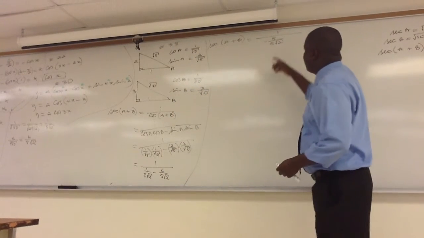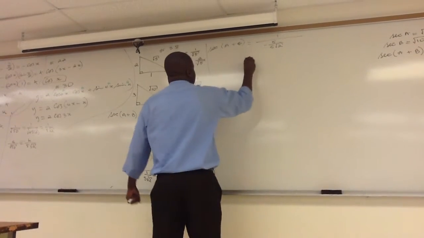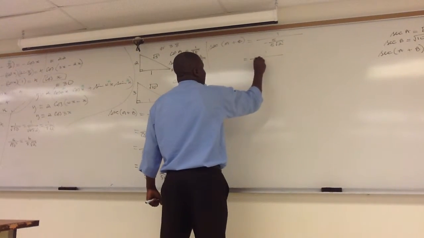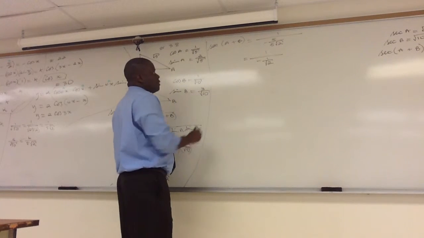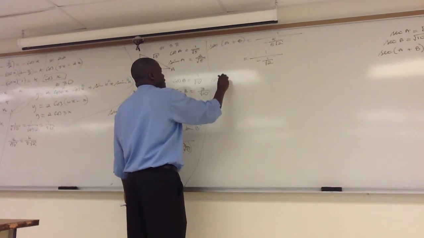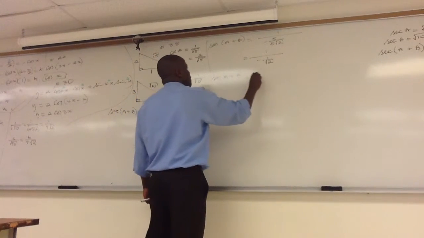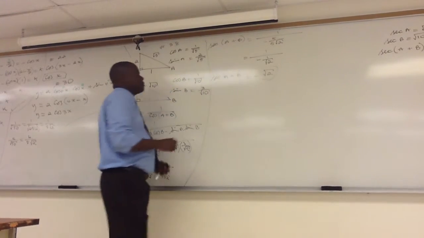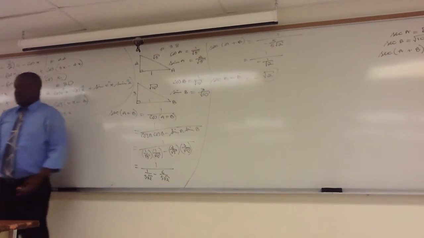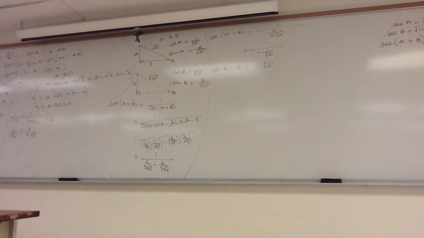Well, because of the 5 that is on the top and on the bottom, we can simplify that. And that will end up with 1 over negative 1 over square root of 2. Agree? So as a conclusion, what is the secant of A plus B? Anybody? Negative square root of 2. Any questions?